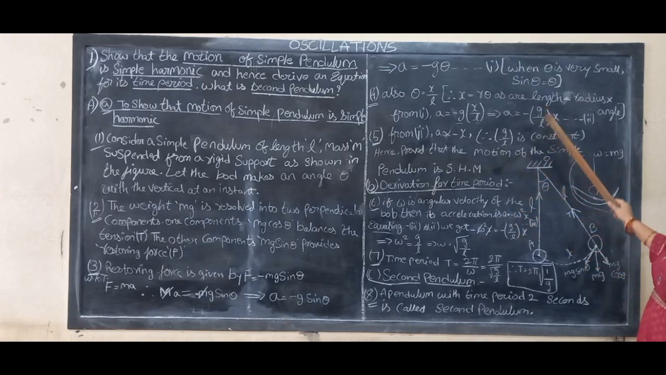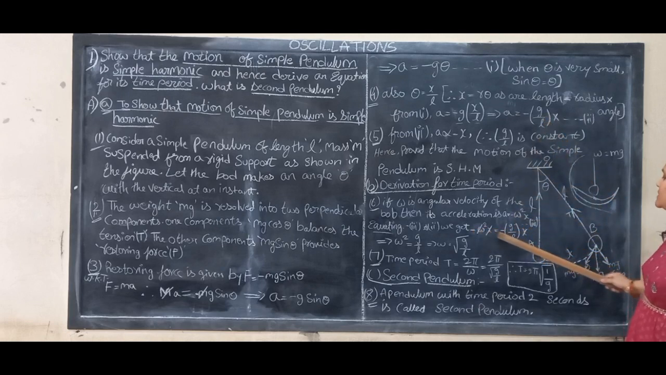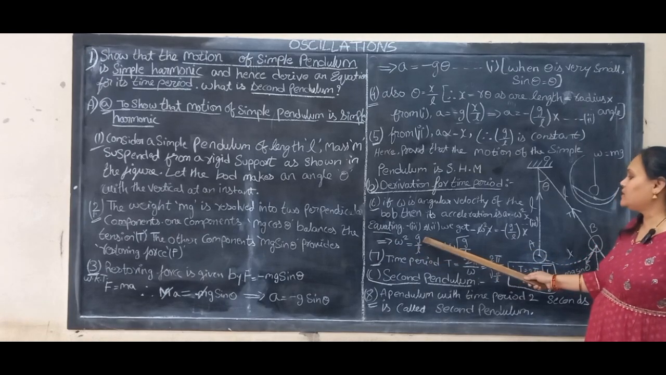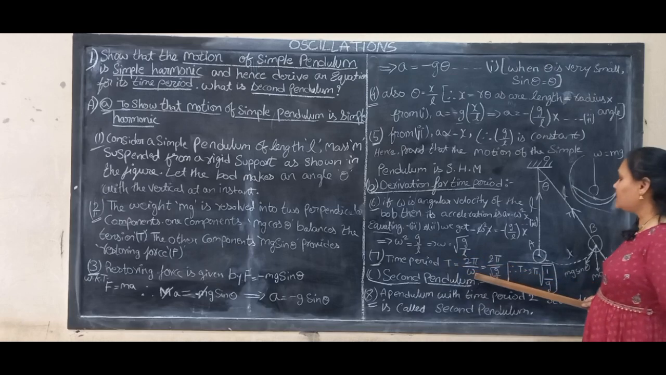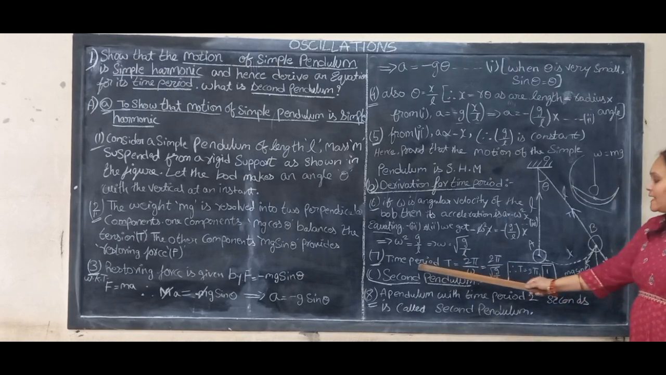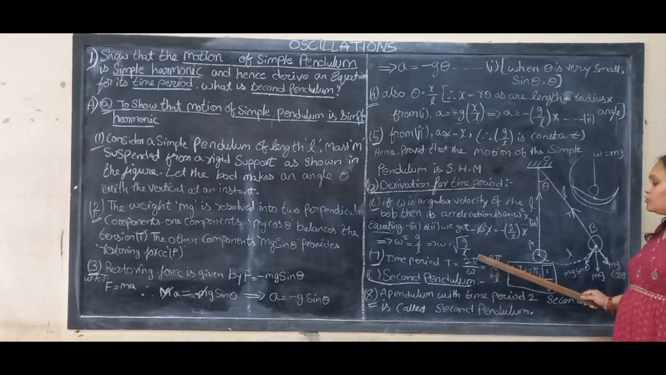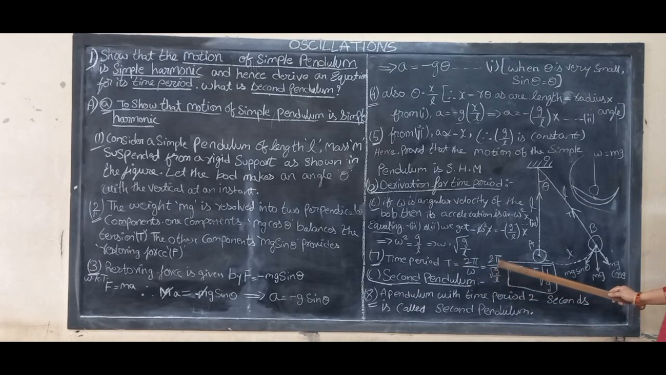We have to equate these two equations: minus omega square x equals minus g by L into x. x cancels, and minus minus cancels. Therefore omega square equals g by L, omega equals root of g by L. Omega is the angular velocity. So what is the time period formula? T equals 2 pi by omega, which is 2 pi by root of g by L. Taking it outside as the numerator, T equals 2 pi into root L by g. This is the time period for the simple pendulum.